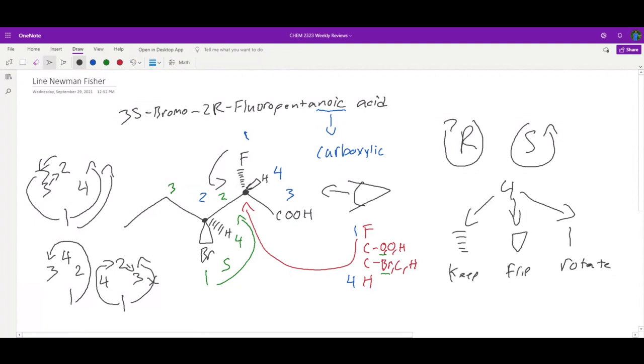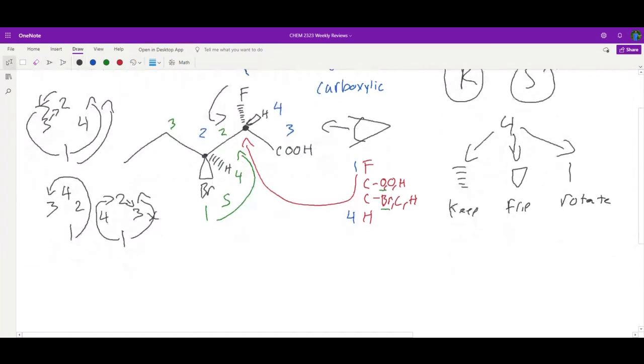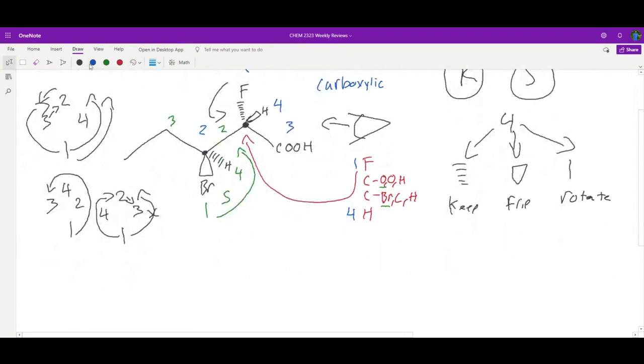Anyways, so we're given a nomenclature, and this is the line angle. Now we're going to turn that line angle into a Newman. And again, C2 is going to be the front carbon, so we're looking from right to left. So let me redraw this.